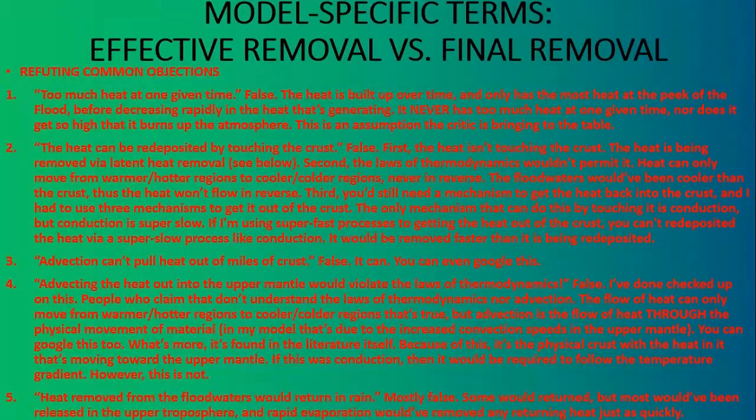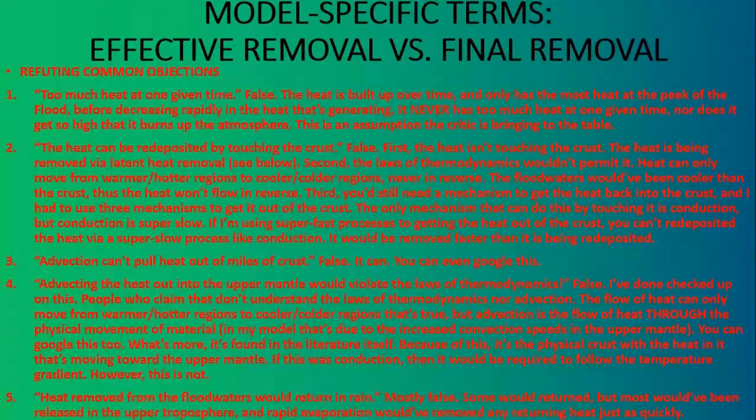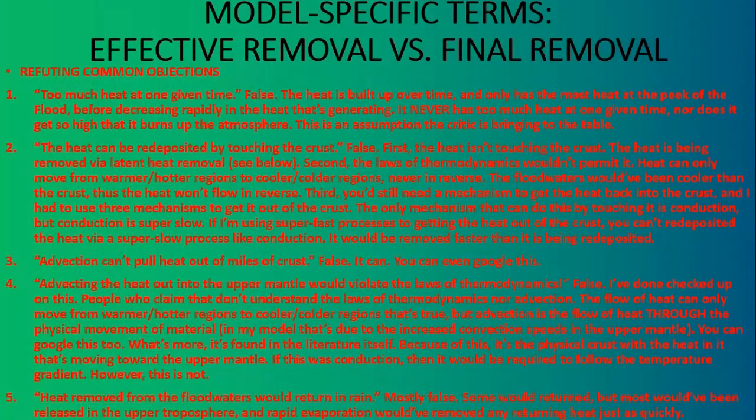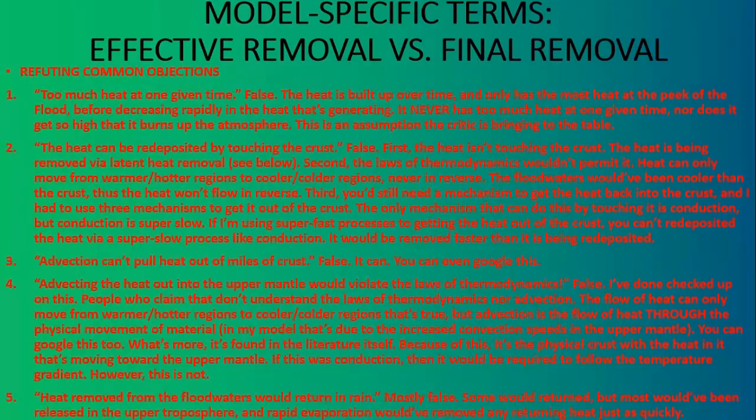and also the heat capacity of the receiving reservoir. In this case, the mantle, which is, as we already established, a powerful heat capacity. So it would actually have an effect in the mantle. What's more, it's found in the literature itself. Yes, I read you some of the text on that. Advection always dominates over conduction. Because of this, it's the physical crust with the heat in it that's moving toward the upper mantle. If this was conduction, then it would be required to follow the temperature gradient.